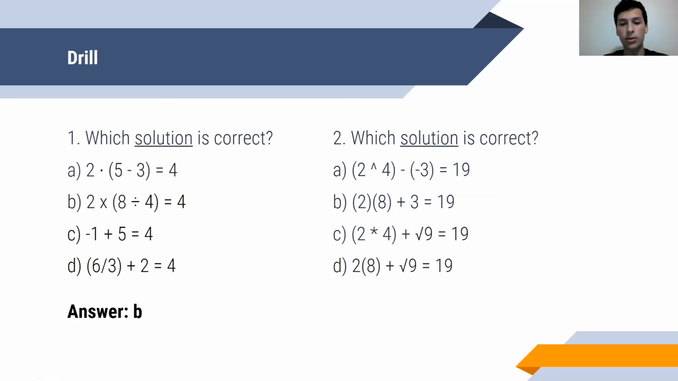For question 2, the answer is C. A is wrong: 2 to the power of 4 is 16, but we're subtracting a negative number, which isn't allowed. There are no negative numbers allowed, so this is wrong. B is 2 times 8, but there's parentheses, and those aren't allowed in equations. C is 2 to the power of 4. Okay, the symbol's correct, so that's 16. Plus the square root of 9, we're taking the positive root of that, which is 3. So 16 plus 3 is 19. That checks out. And D is wrong because, once again, there's parentheses being used in the multiplication.